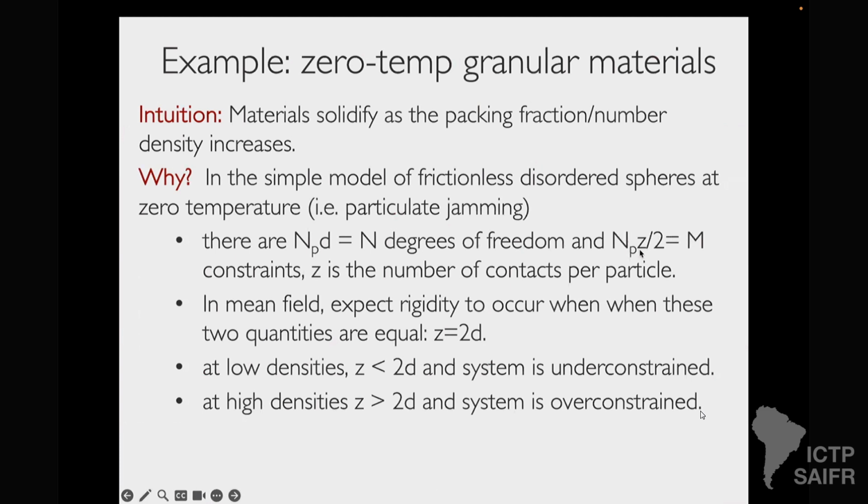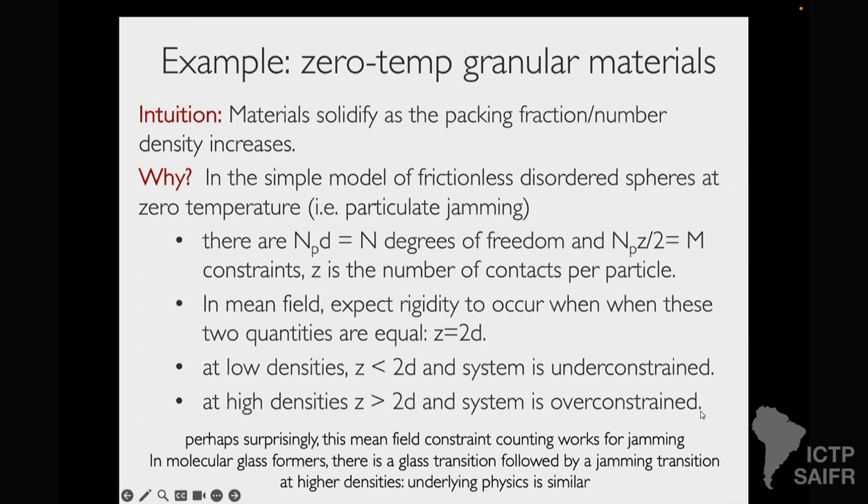So then I just set these 2 equal. Basically, I say, okay, we expect rigidity to occur when these 2 quantities are equal. The number of degrees of freedom equals the number of constraints. And then in one line of algebra, you get that this happens when the coordination number, or the contact number, is 2 times the number of dimensions. So if I'm at lower densities, then my number of contacts is less than 2D and the system is under constrained. And at high densities, my number of contacts is greater than that and the system is over constrained.